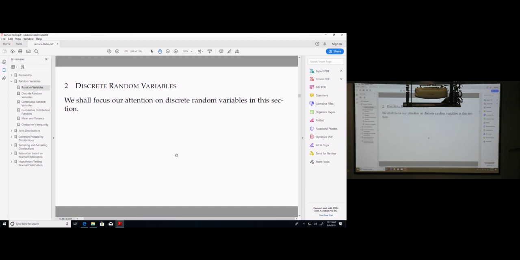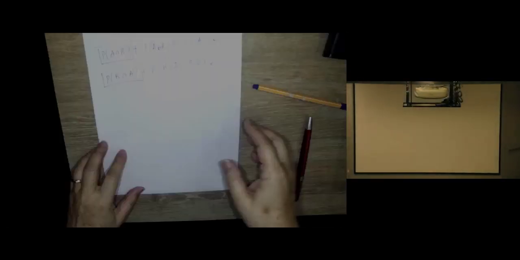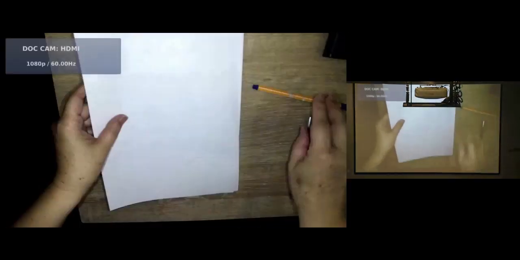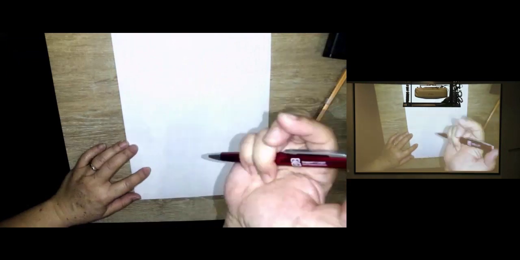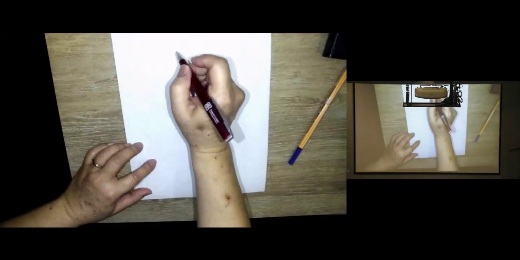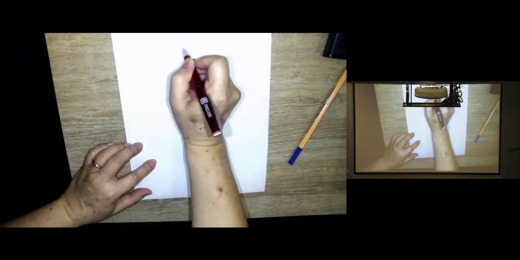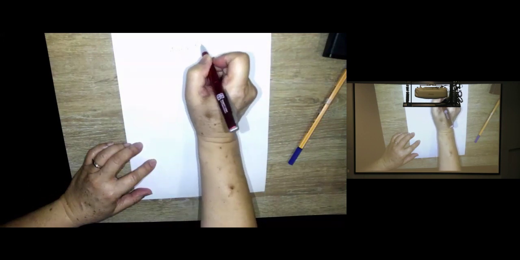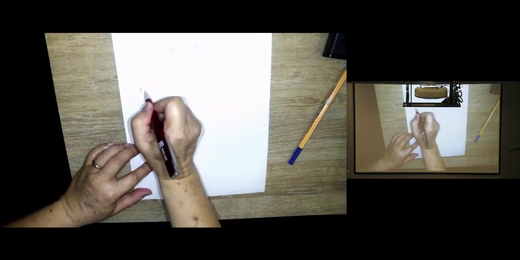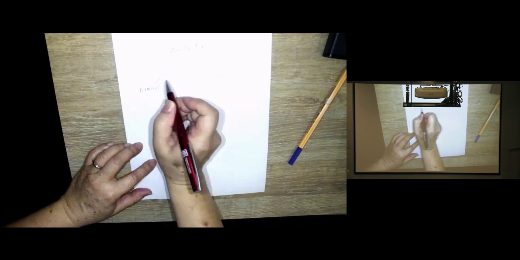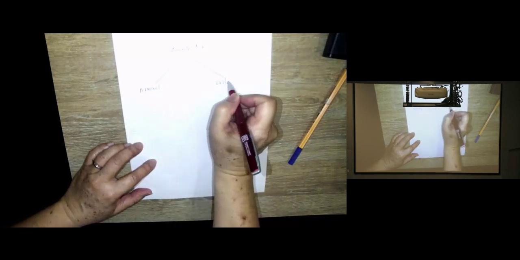In fact, discrete random variables can be branched out into two. Maybe I mention it, but I think the lecture notes won't make a distinction. So this is a discrete random variable, and it has two classes. One is called nominal. The other is ordinal.